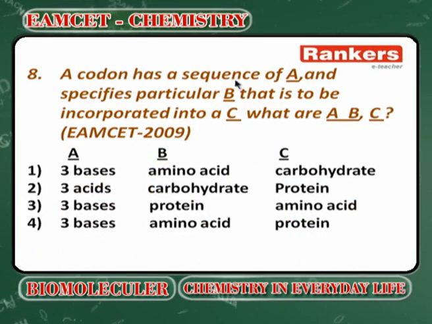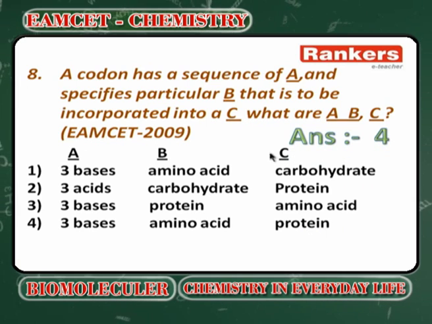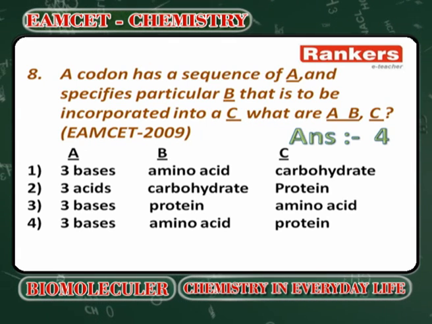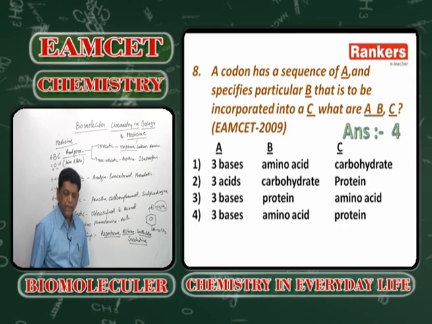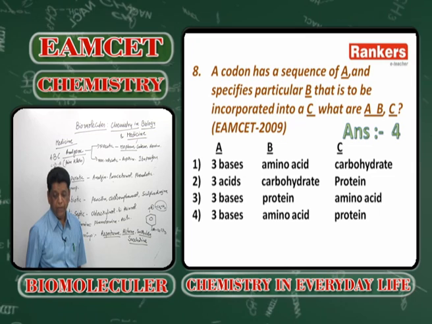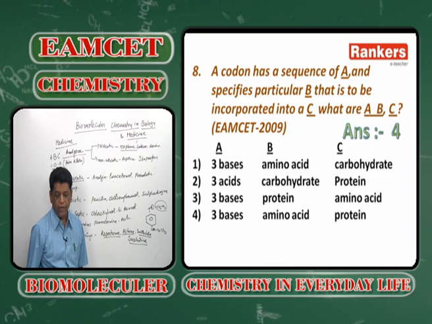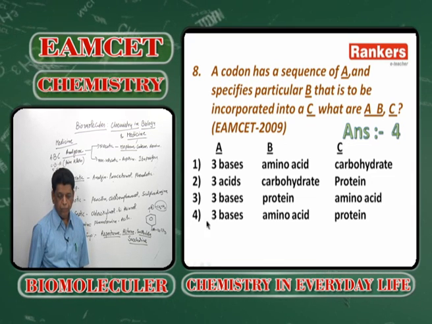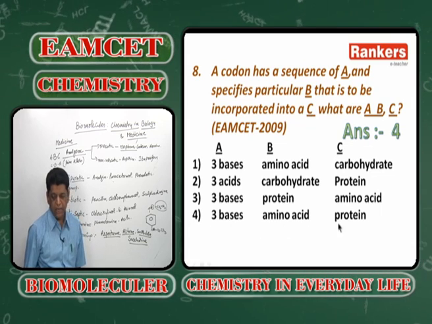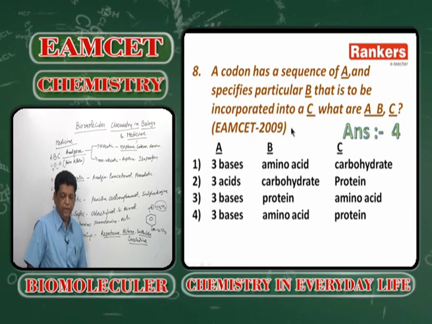A codon has a sequence of A and specifies particular B that is to be incorporated into C. So, a codon has a sequence of bases and specifies a particular amino acid that is to be incorporated into a protein. So, A is bases, B is amino acids, C is protein. Therefore, it goes to the fourth answer, 3 bases, amino acids and protein. The fourth answer is the right one. Next.